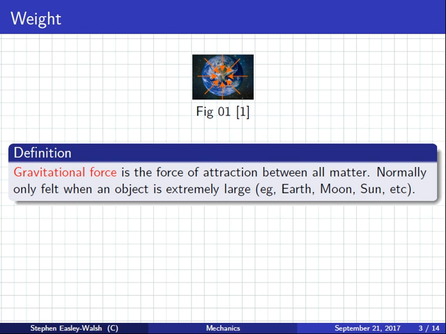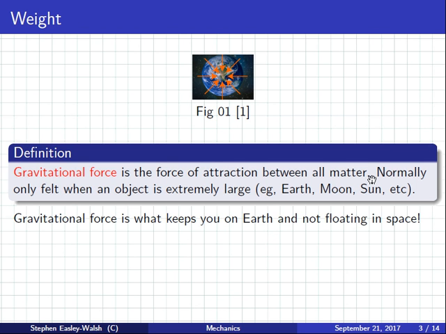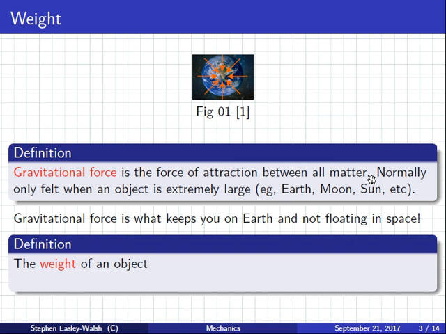So, I guess what really is important for me is that you have this as an adjective. So gravitational force is a type of force. Can you at least write the first sentence down? I think it's enough. Okay, you have this? Gravitational force is what keeps you on Earth and not floating in space. It's a good thing. So the weight of an object is the amount of gravitational force that object feels. So this you need as well.